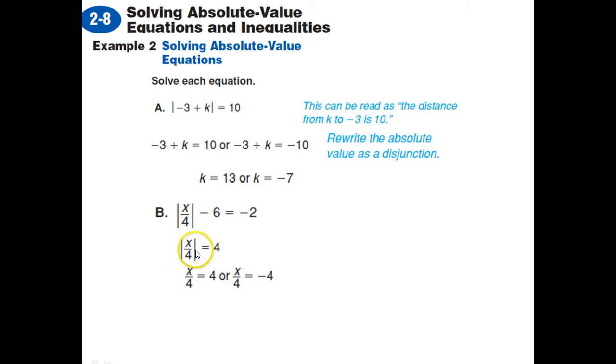Again, remember you drop the absolute value in this step. You keep it in this step, but you drop it in this step. Solving this for x, we need to get rid of the dividing by 4. The opposite of dividing is multiplying, so we get x equals 16. Solving this side for x, we're going to multiply both sides by 4 and get x equals negative 16. Either of these numbers, when plugged into this absolute value, subtracting 6, will give us negative 2.